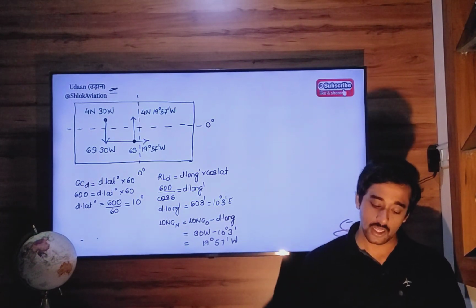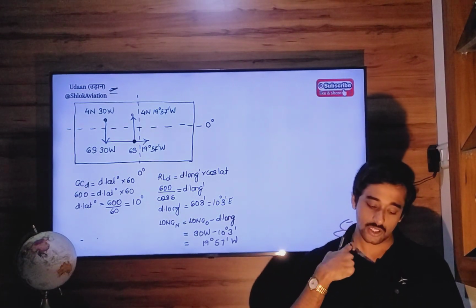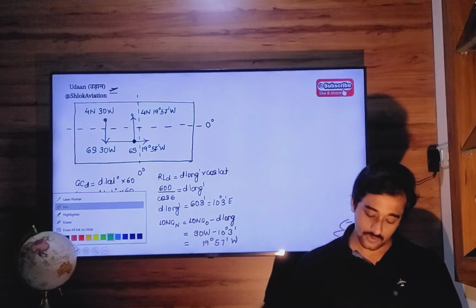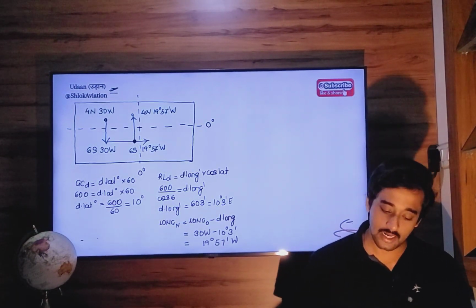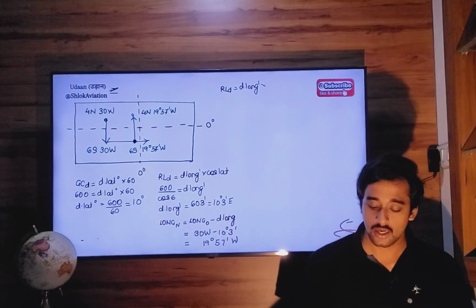Now from this position you travel another 600 nautical miles easterly. You travel another 600 nautical miles easterly. So the rhumb line distance will be d long in terms of minutes into cos lat.